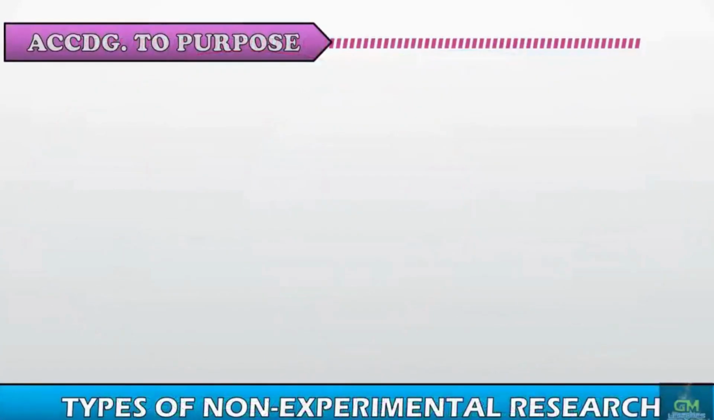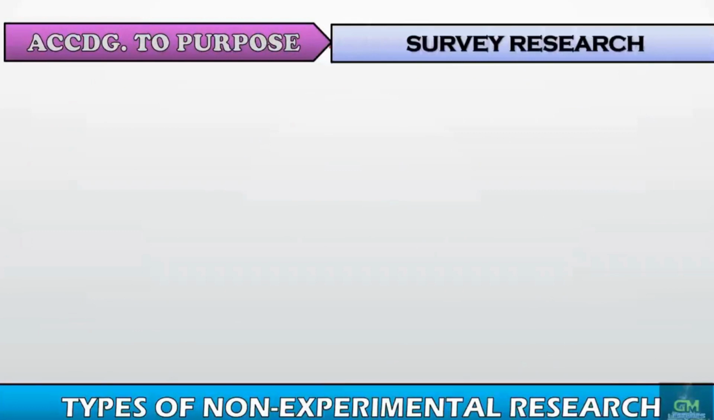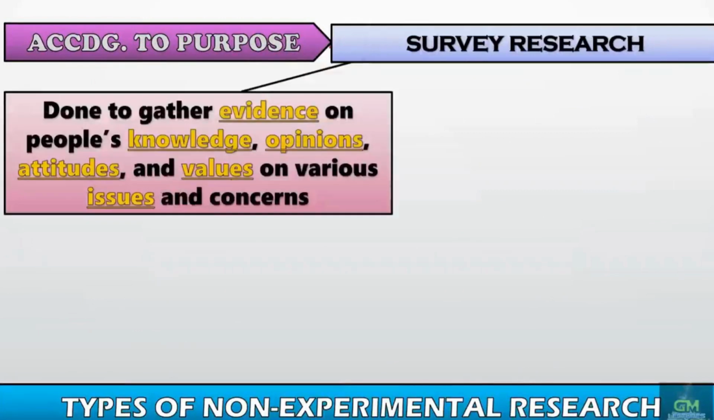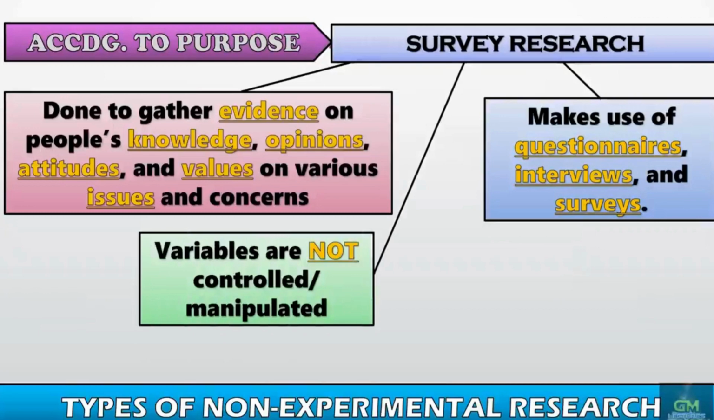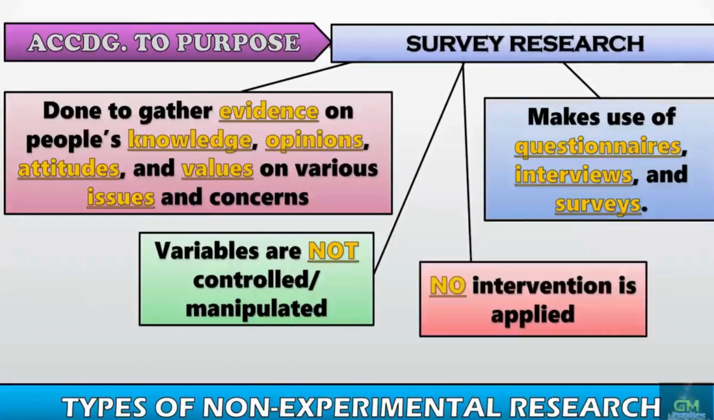Now let's discuss the types of non-experimental research designs according to purpose, starting with survey research. Survey research is done to gather evidence on people's knowledge, opinions, attitudes, and values on various issues and concerns. The survey research makes use of questionnaires, interviews, and surveys. Also, in a survey research, the variables are not controlled or manipulated, and no intervention is applied.